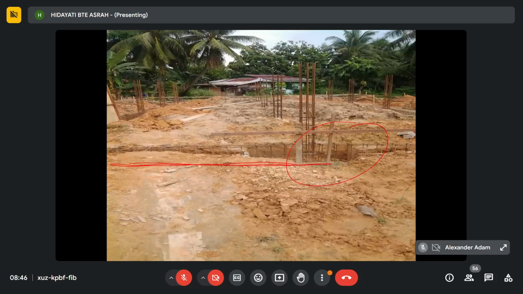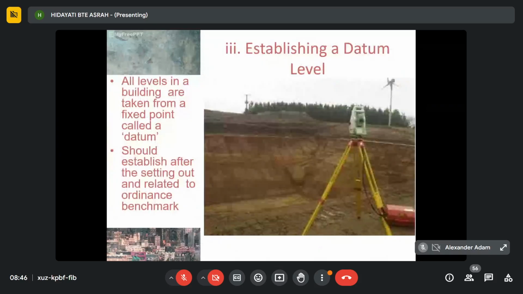Okay. And step number 3, you need to establish the datum level. All levels in the building are taken from a fixed point, which we call the datum. This point should be established after you do the setting out and also identify the related ordnance benchmark. Then you establish the datum level. Again, this method will be taught in engineering survey: how you establish the datum level and how you measure.